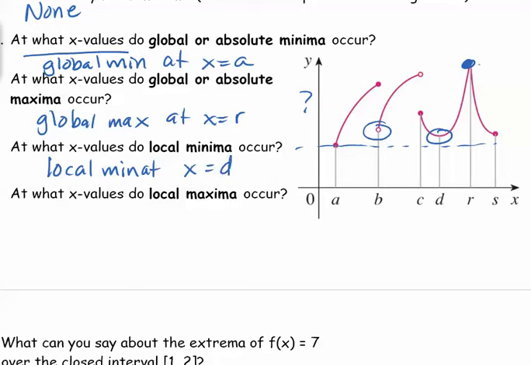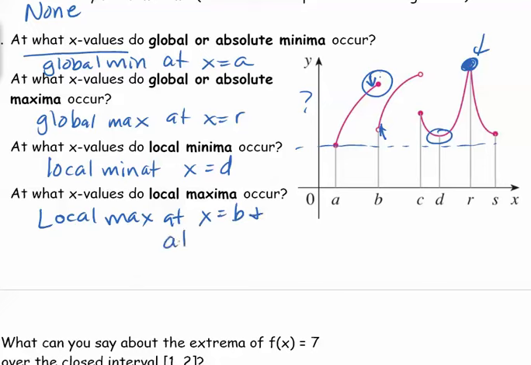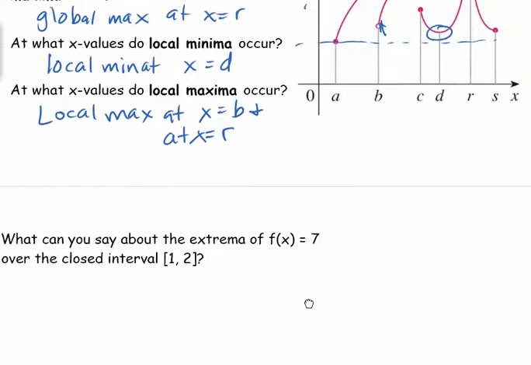And local max. Well, our global is also local, because it has neighbors on both sides. And the other question then would be this point right here, and it does have neighbors. This point right here has an x-coordinate just smaller than it, and this point right here has an x-coordinate just larger. So there is a local maximum at b. So a local max, two different places, at x equals b and at x equals r. Our global max is also a local max.